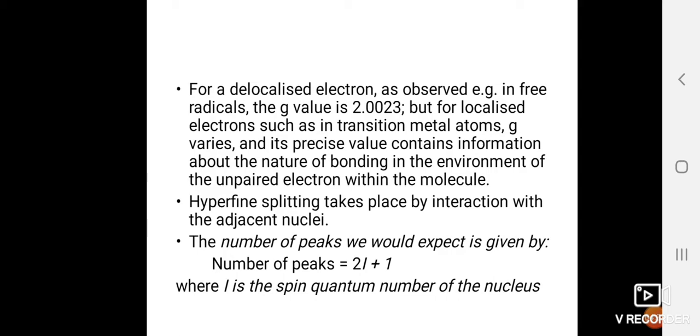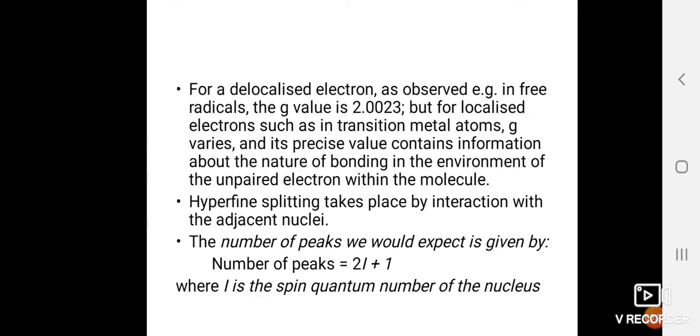In the case of dienes-like structures where delocalized electrons are going to be there, in the case of free radicals and all, the g value, the Landé splitting factor, is around 2.0023, but for localized electrons such as transition metal atoms, this particular g value is going to vary.